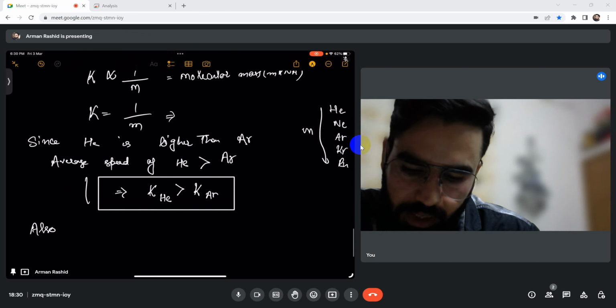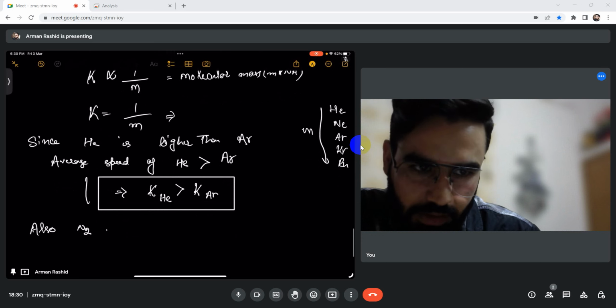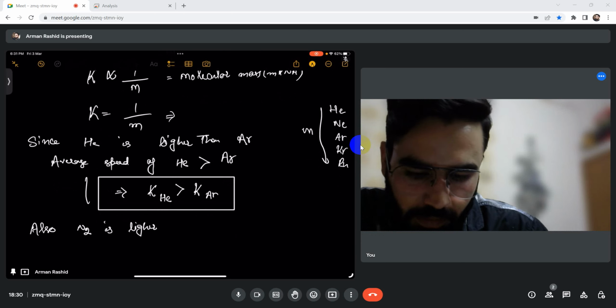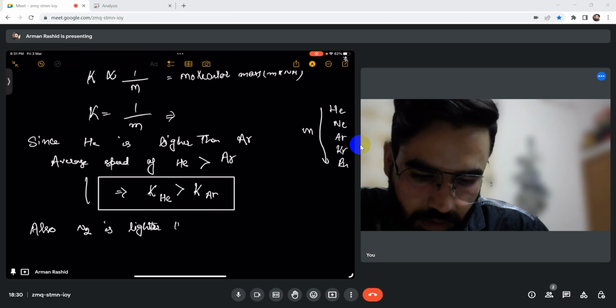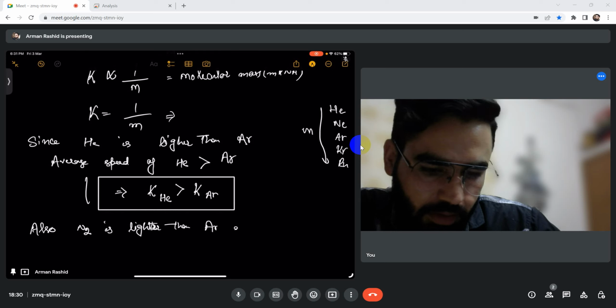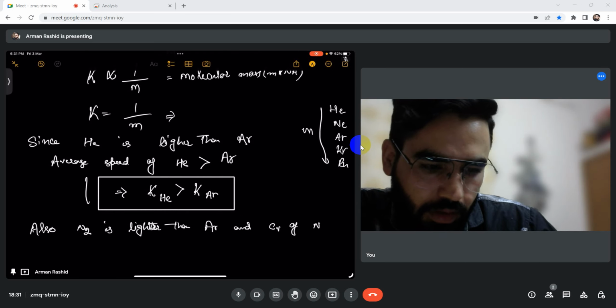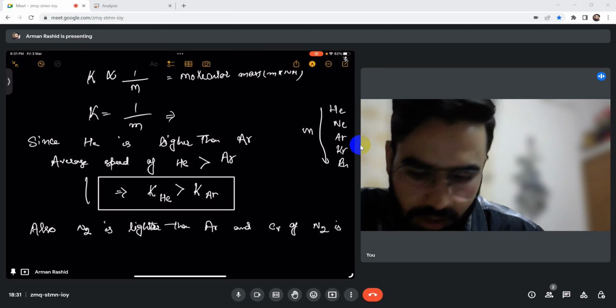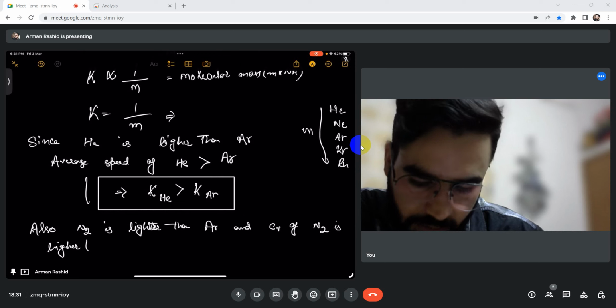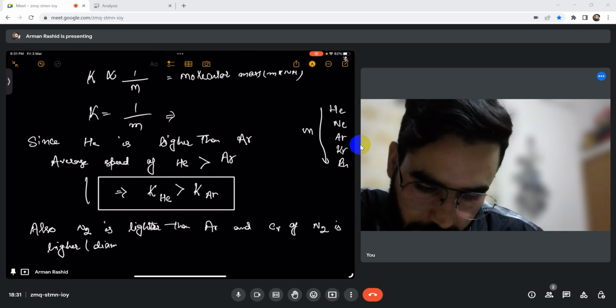Also, we can say that nitrogen is lighter than argon, and Cv of nitrogen is higher. Okay.